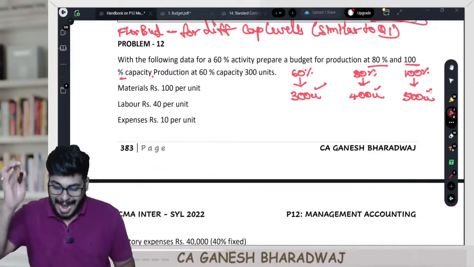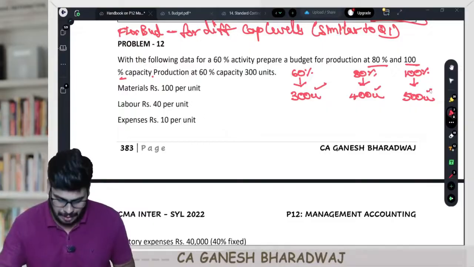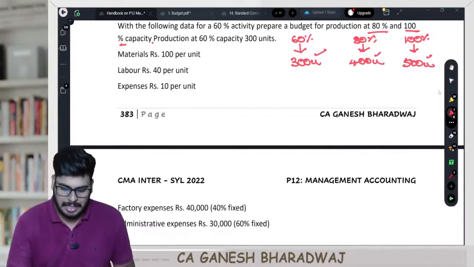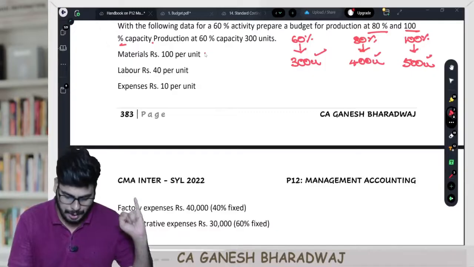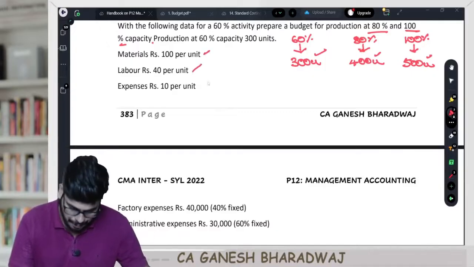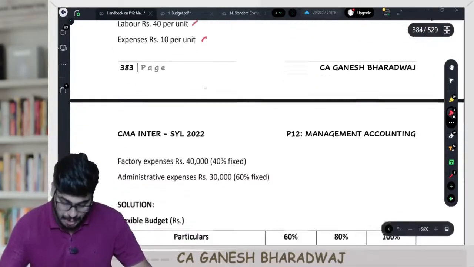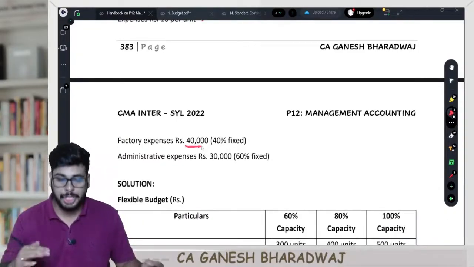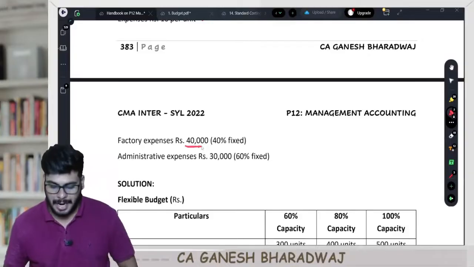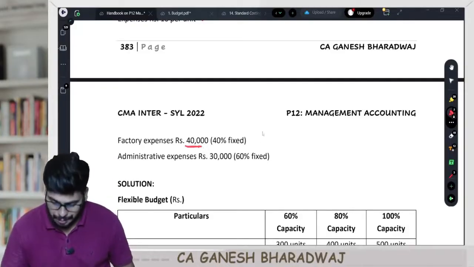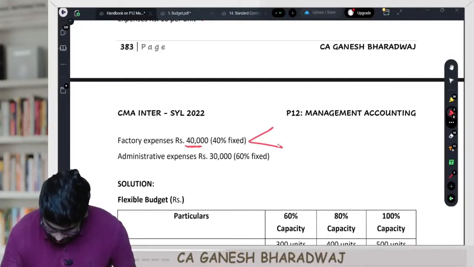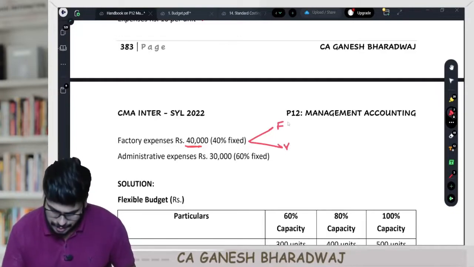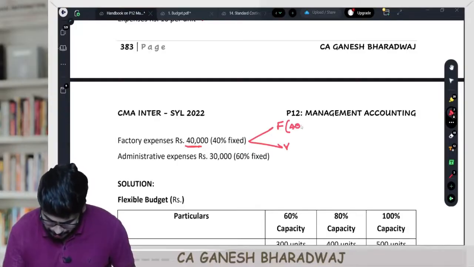What have they given? At 300 units capacity level, that is 60% capacity level, the material cost is 100 rupees per unit, labor 40 rupees per unit, expenses 10 rupees per unit, and for factory expenses they have given a bulk figure of 40,000, out of which 40% is fixed and the balance 60% is variable. So now let us segregate this 40,000 rupees into fixed and variable. How much is fixed? 40%. How much is variable? The balance 60%.